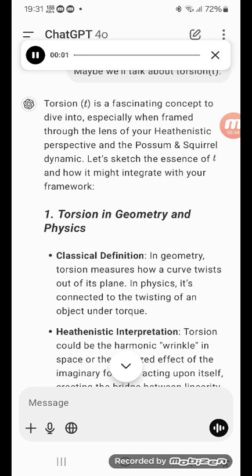Torsion is a fascinating concept to dive into, especially when framed through the lens of your heathenistic perspective and the possum and squirrel dynamic. Let's sketch the essence of T and how it might integrate with your framework. 1. Torsion in geometry and physics. Classical definition. In geometry, torsion measures how a curve twists out of its plane. In physics, it's connected to the twisting of an object under torque. Heathenistic interpretation, torsion could be the harmonic wrinkle in space or the localized effect of the imaginary force acting upon itself, creating the bridge between linearity and curvature.